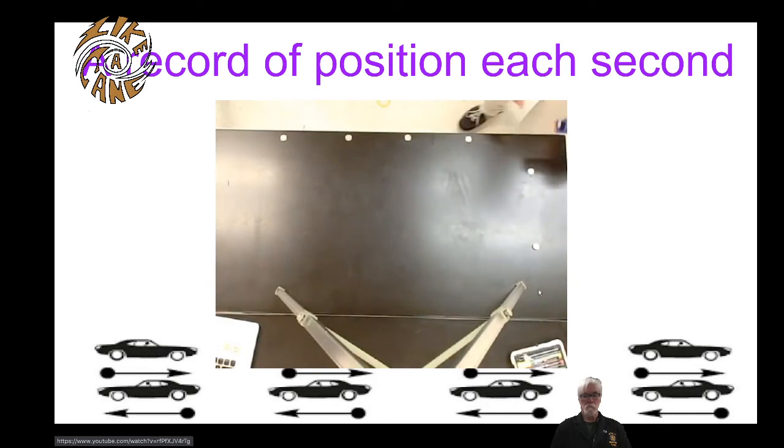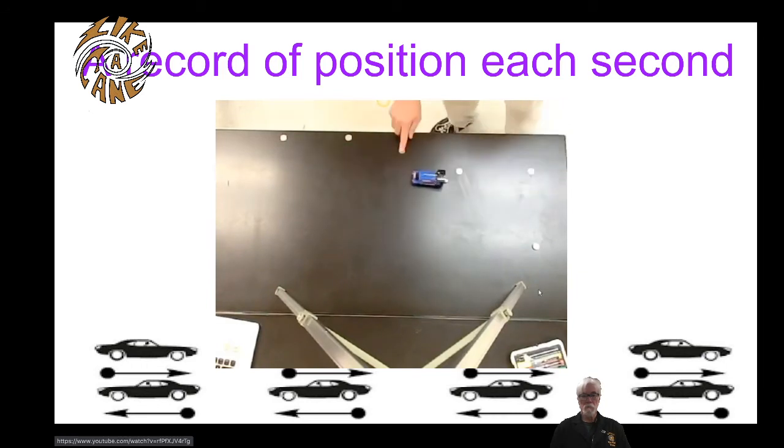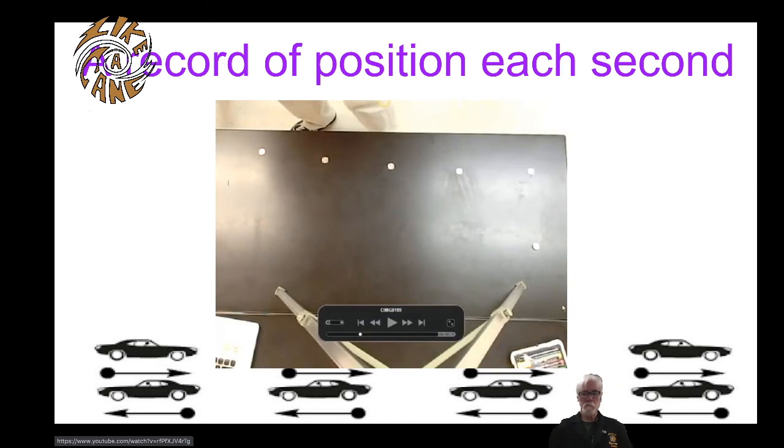As the train begins to move, I'm going to move one of these nickels in place to make a marker at the front of the train every second. What I've done there is I've created a record of where the train was at every second during the time it was moving. And that's the heart of a motion map. It's just a spot or a point that shows where it was every second.